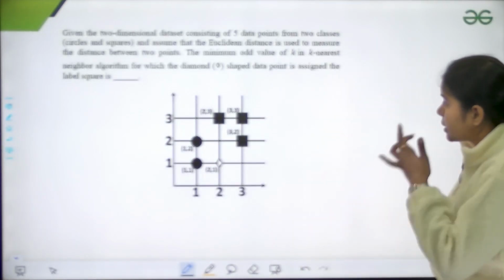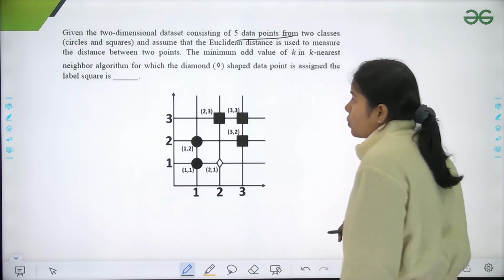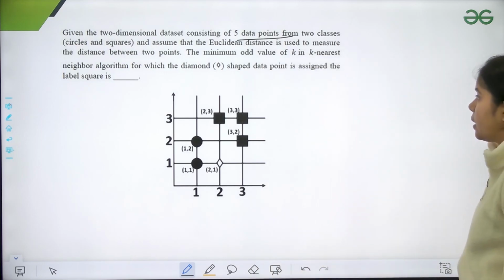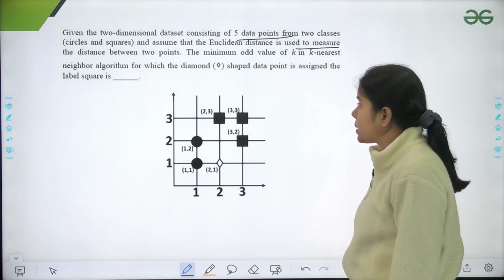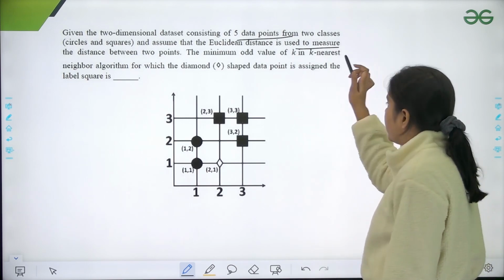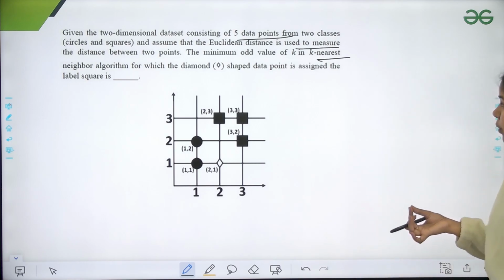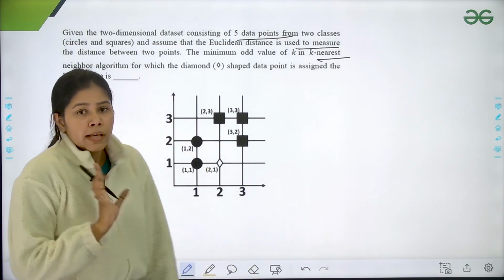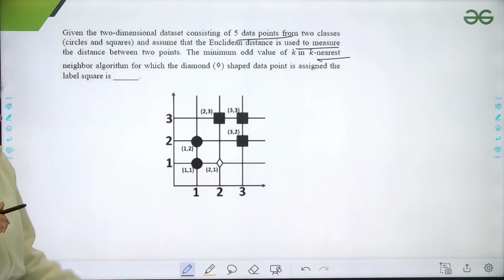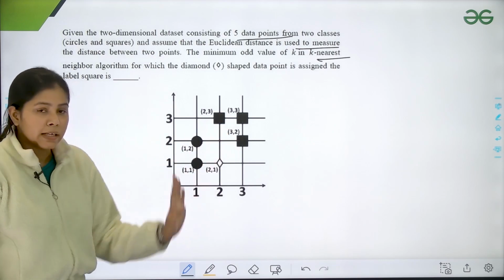Next question we have is, given the two-dimensional data set consisting of 5 data points from two classes, circles and square, assume that Euclidean distance is used to measure the distance between 2 points. The minimum odd value of k in k nearest neighbor algorithm, for which the diamond shaped data point is assigned the label square, is? So I have to take what value of k such that the diamond shape is assigned a square.